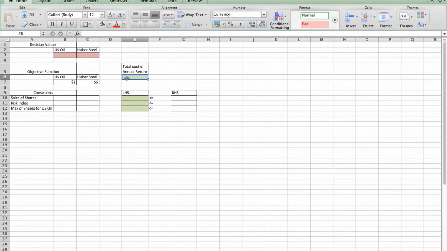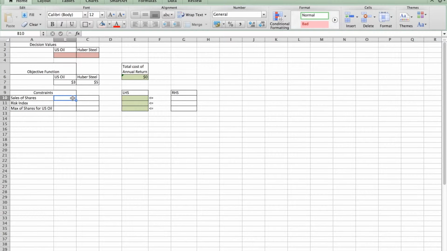And over here, we don't put anything, but we want to know the number of shares over here and what our total cost of annual return is going to be. So here you would put the formula of this times this plus this times this. And right now it's going to be 0 because we don't have anything here. But to find the total cost of annual return, we have to multiply the number of shares times the dollar per share, or $3 per share and $5 per share.